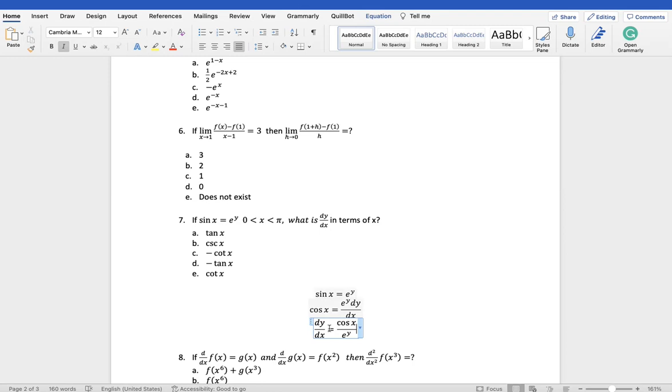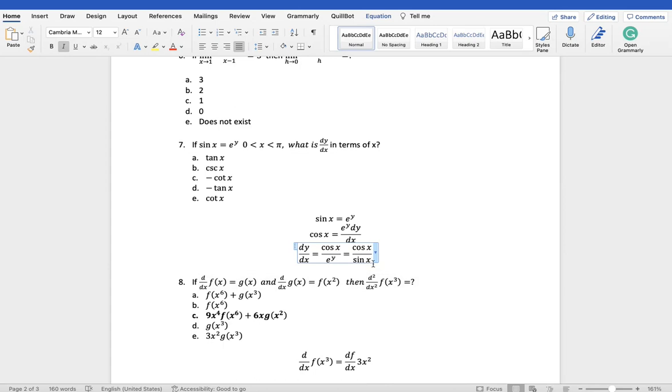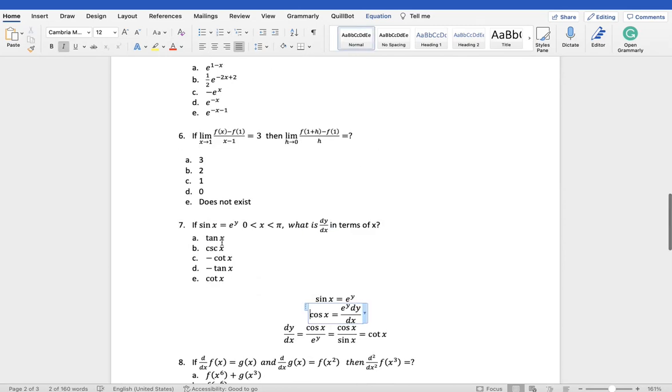But they were asking you to find this solution in terms of x, not y. So you need to eliminate this y here. But you remember that what you're given is e to the y is equal to sine x. So this is just equal to cos of x divided by sine x, okay? Which is just equal to cot of x, right? So it should be option E here. Okay, nice.